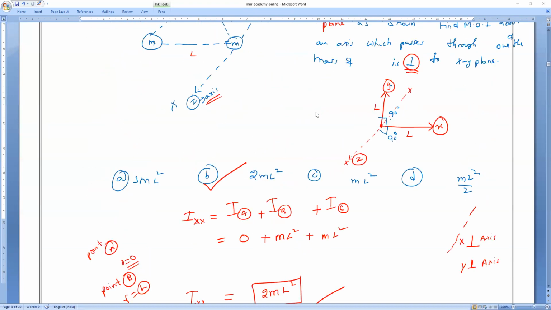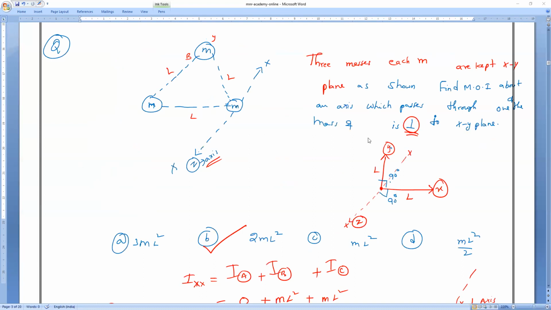Please solve this question. See here, from the question you all remember, the axis passes through one of the masses M and is perpendicular to the XY plane. So the axis of rotation and X are perpendicular, and the axis of rotation and Y are also perpendicular. The remaining two bodies are at how much distance from the axis of rotation? They are at L distance. So R is equal to L, R is equal to L. I hope you all are able to understand. Small doubt also, please let me know. Clear, guys? Everybody? Yes.